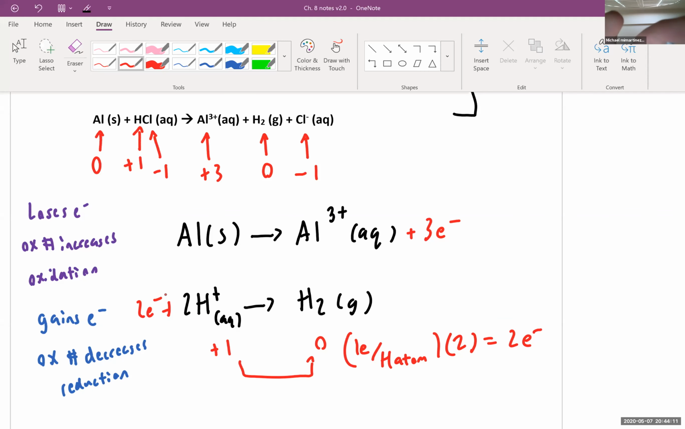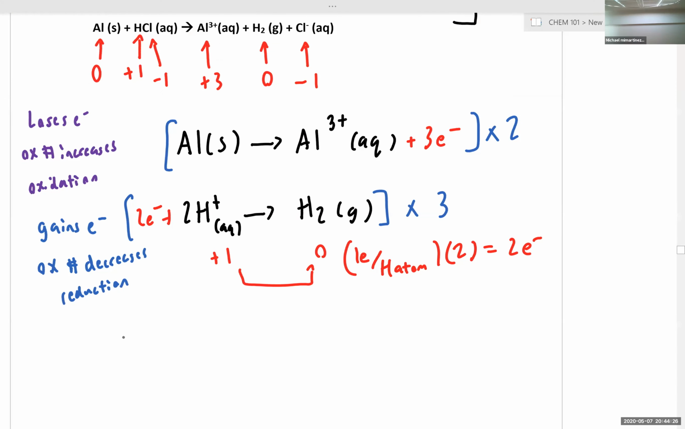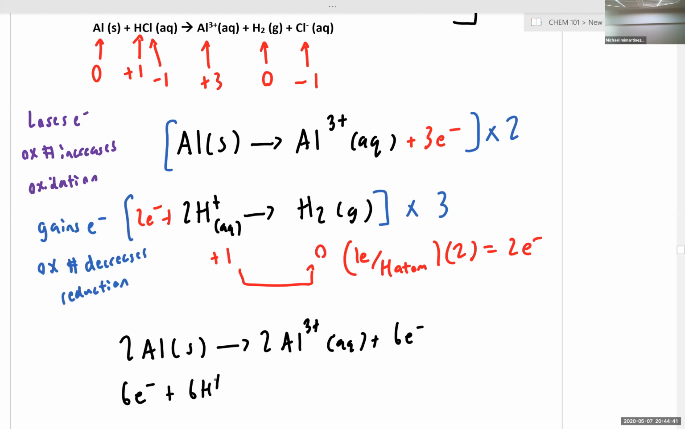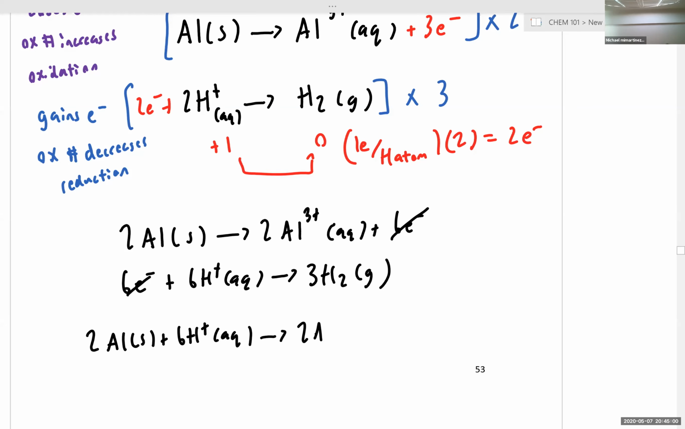Okay, so now we have both of our half reactions, and now we have to figure out what is our least common multiple? 6. So we multiply our top equation by 2, our bottom equation by 3, and we end up with the following modified equations. So we have 2 aluminum solid leads to 2 aluminum 3 plus aqueous plus 6 electrons. We have 6 electrons plus 6H plus aqueous leads to 3H2 gas. As we can see, our 6 electrons cancel on each side, and that in turn gives us 2 aluminum solid plus 6H plus aqueous leads to 2 aluminum 3 plus aqueous plus 3H2 gas.